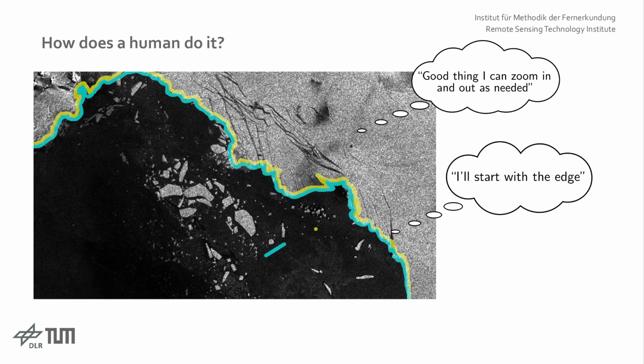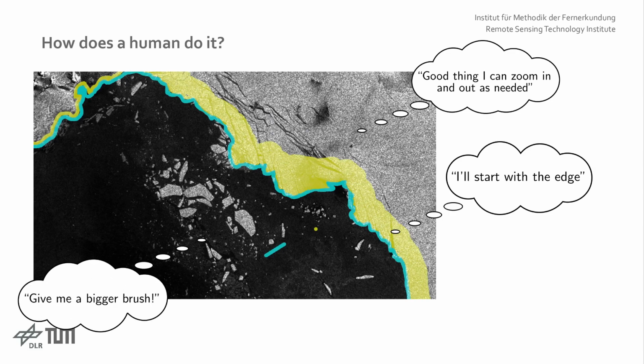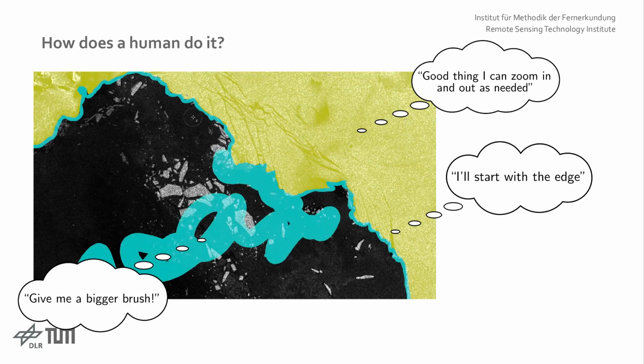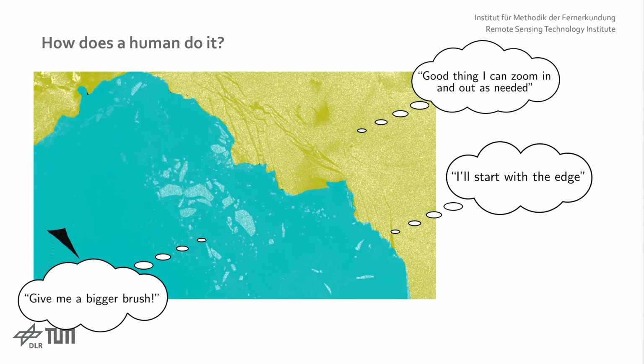So now that the edge is done, we would really like to have a bigger brush. This is because we know that the areas farther from the coast don't need much attention to detail, and we can just paint them with this very large brush. So now, finally, we end up with the nice segmentation map that we wanted. However, that took us quite a while, and we're left wondering, can't a computer do the hard work for us?